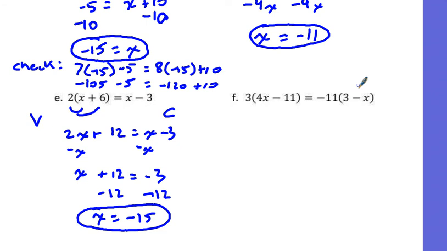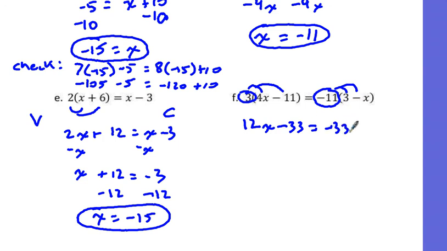Letter F. This time we have simplification in both expressions to work with. 3 will distribute to 4x and to the negative 11. 3 times 4x is 12x. 3 times negative 11 is negative 33. We will distribute negative 11 to the 3 as well as the negative x. Negative 11 times 3 is negative 33, and negative 11 times x is positive 11x.